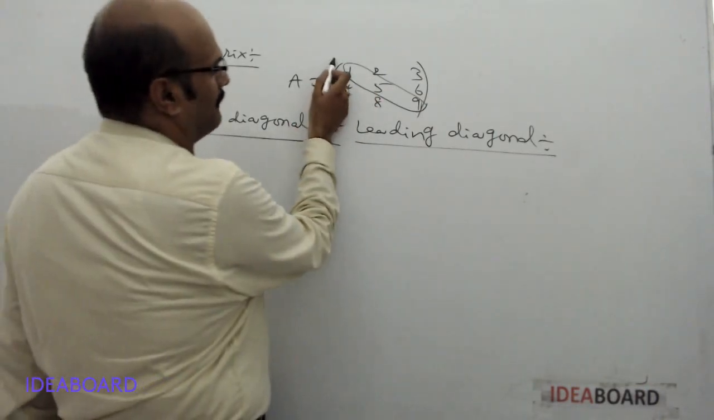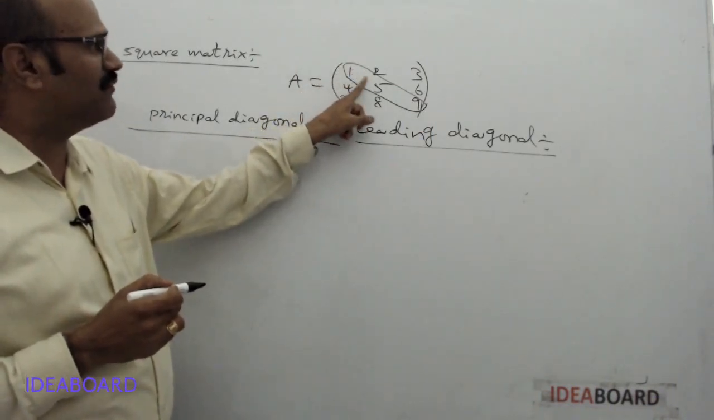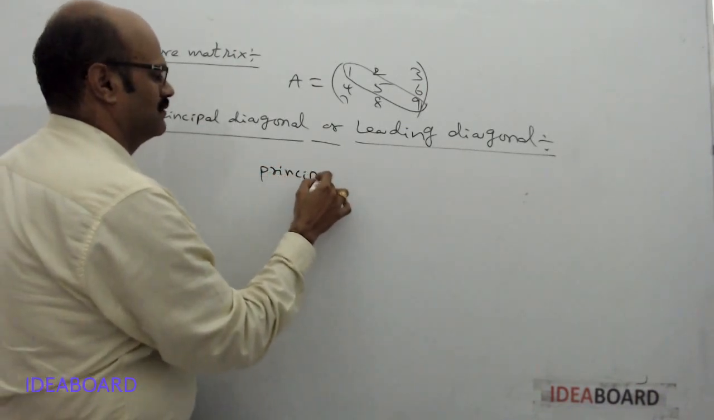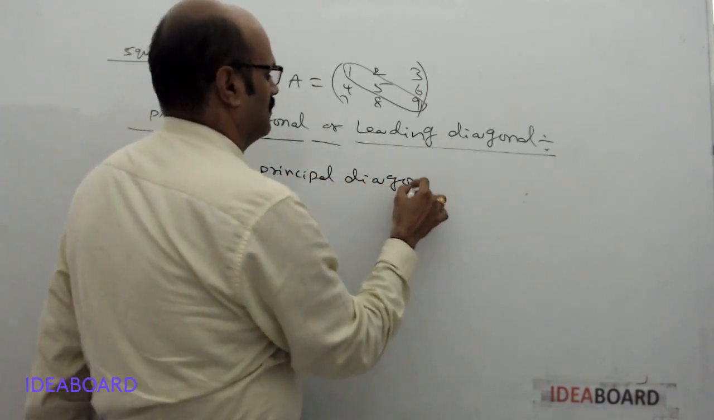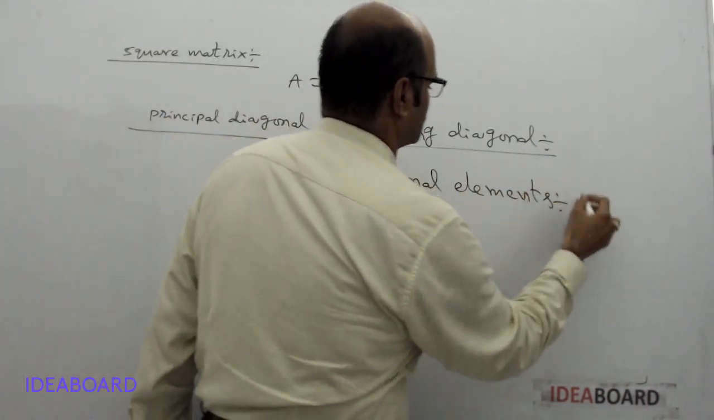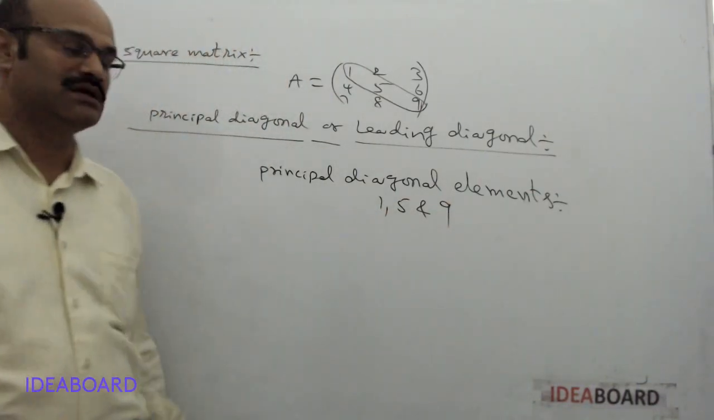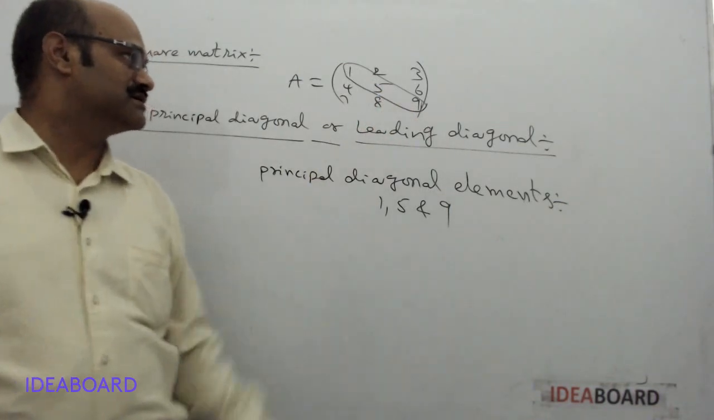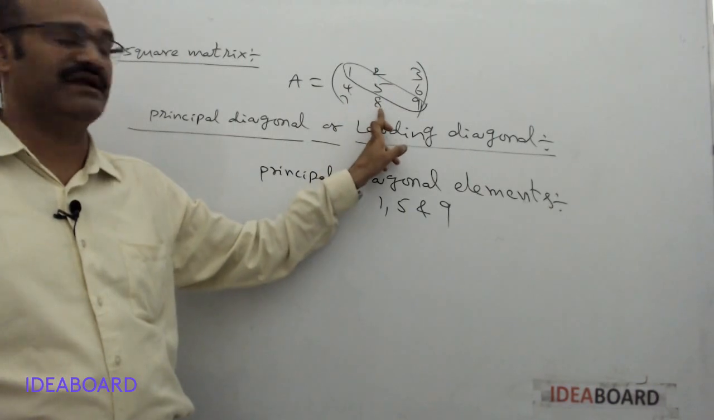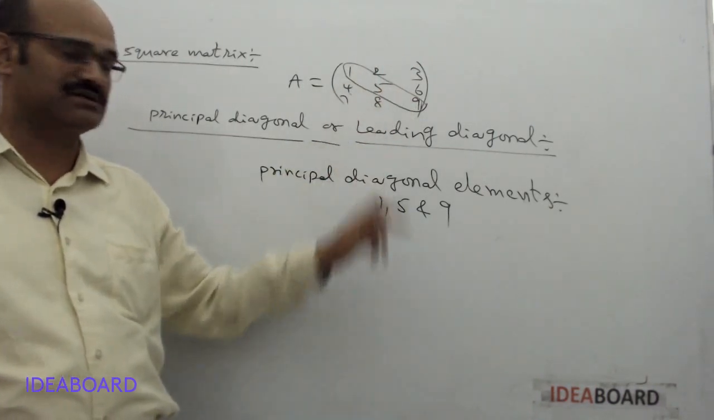So here this is the principal diagonal. Now principal diagonal elements means 1, 5 and 9. So principal diagonal elements, or we call them diagonal elements, are 1, 5 and 9. These are the diagonal elements. And the remaining elements, 2, 3, 4, 6, 7, 8, are called non-diagonal elements.